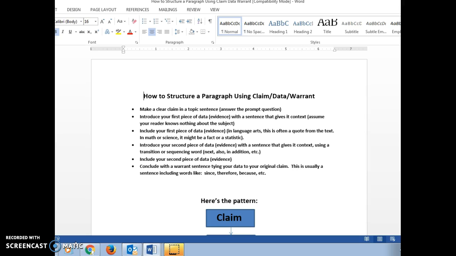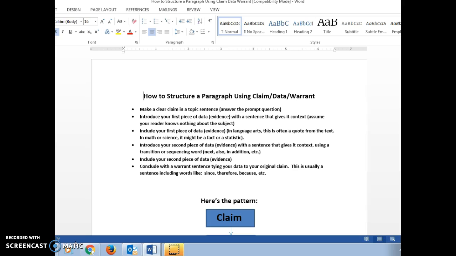Then you're going to include your first piece of data. In language arts, this is often a quote from the text. If you are doing a documentary or a film, you might reference a specific, but if you are doing a novel, you would reference a quote. So your first piece of data is going to be a quote. Then you introduce your second piece of data, giving it a little bit of context to explain the situation where this quote came from. And then you're going to have your second piece of data. Finally, you're going to conclude the entire thing with a warrant sentence, tying your data to the original claim.